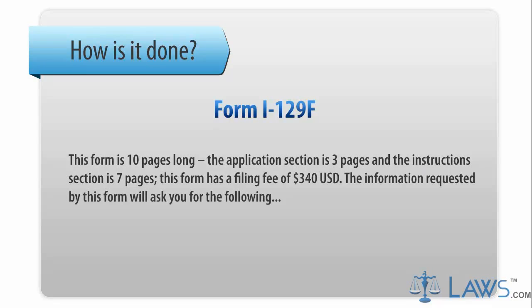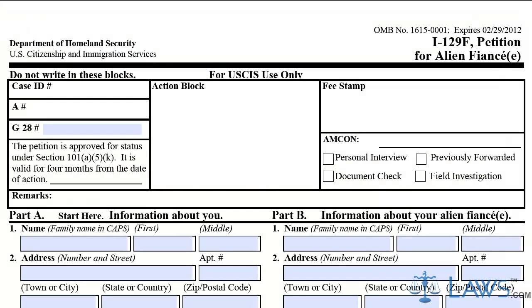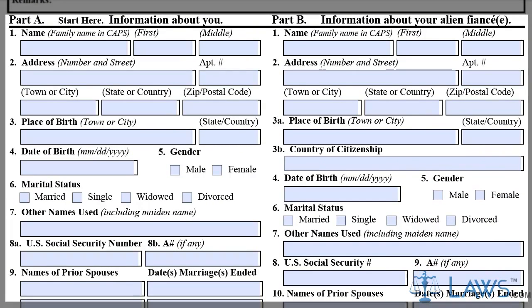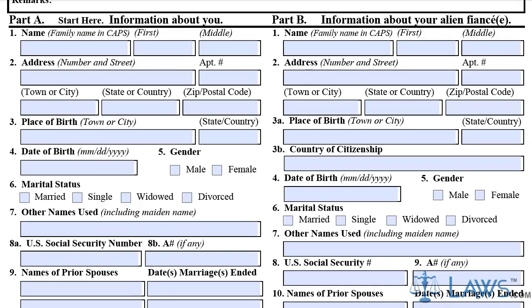This form is 10 pages long. The application section is 3 pages, and the instructions section is 7 pages. This form has a filing fee of $340 US. The information requested by this form will ask you for the following: the name and information belonging to the applicant, the name of the fiancé who is either a citizen or legal permanent resident of the United States, employment information, and the country of origin of both partners.